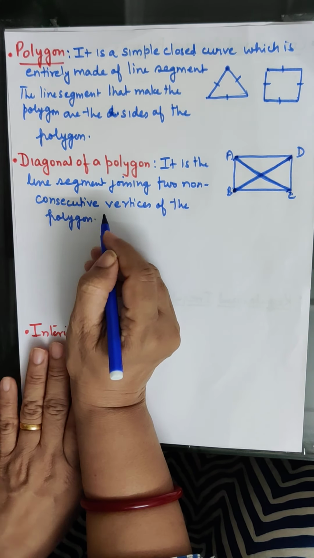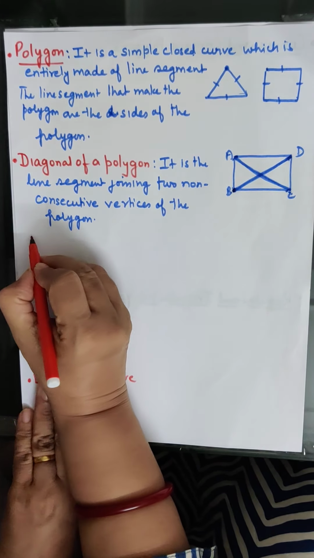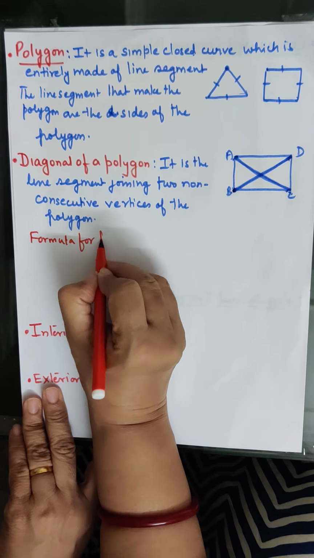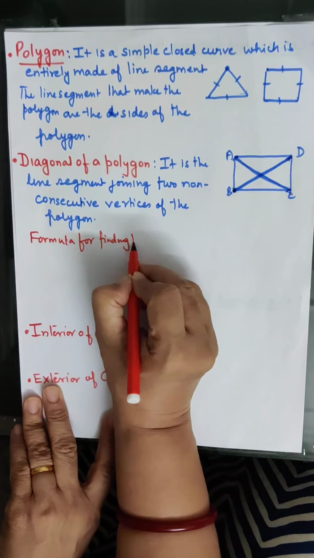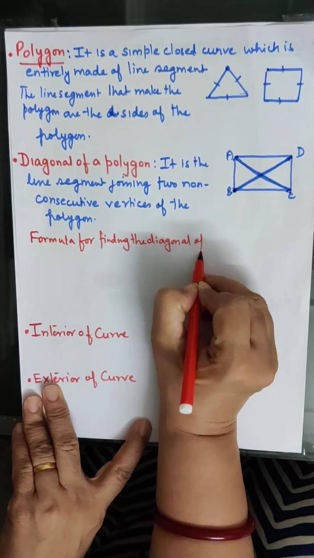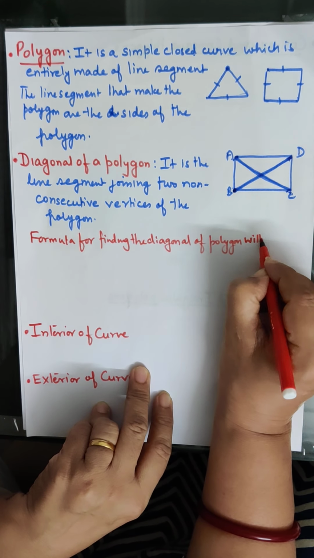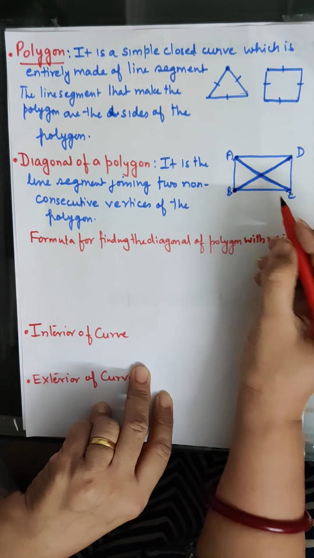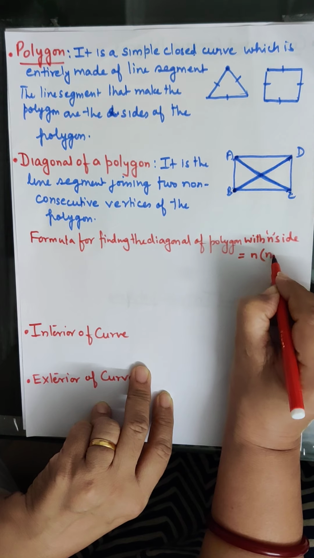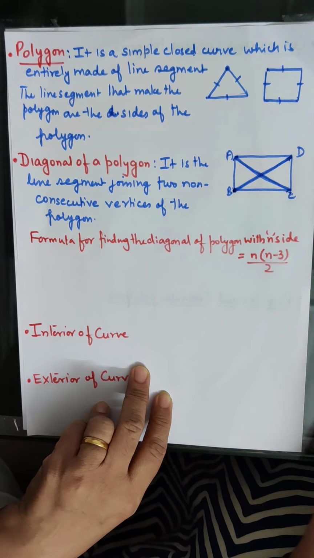ठीक है. Now there is a formula to find the number of diagonals in the polygon. So the formula for finding the diagonals of a polygon with n sides. अभी तो यहाँ पे 4 sides हैं. अगर sides n हैं तो the formula is n into n minus 3 upon 2. This is the formula where n is the number of sides of the polygon.